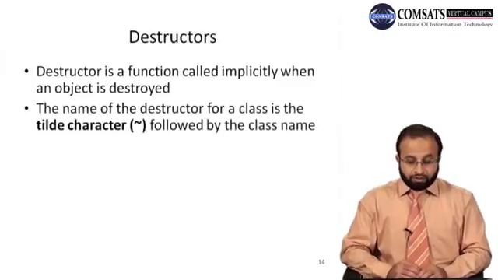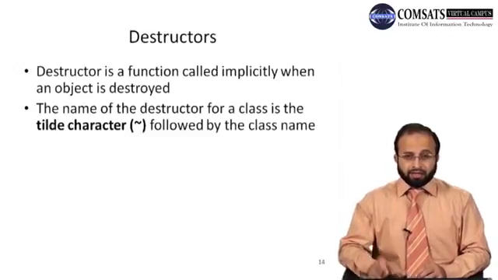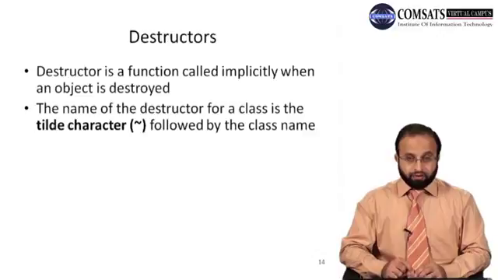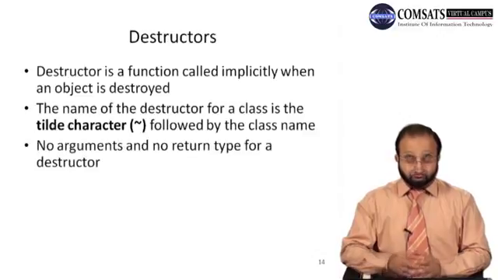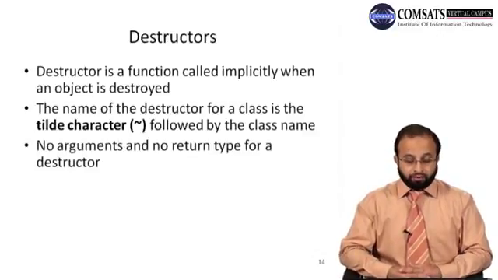So the name of the destructor for a class is the tilde character followed by the class name. The name of the constructor is the same as the name of the class, but the name of the destructor is the same as the name of the class followed by the tilde sign. No argument and no return value for a destructor. So you cannot pass any argument value, and no return type of that destructor will be present.